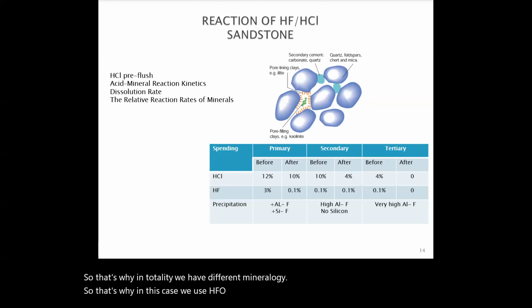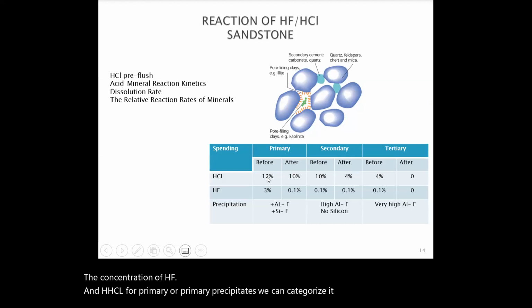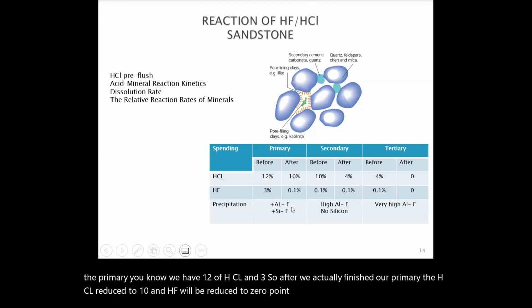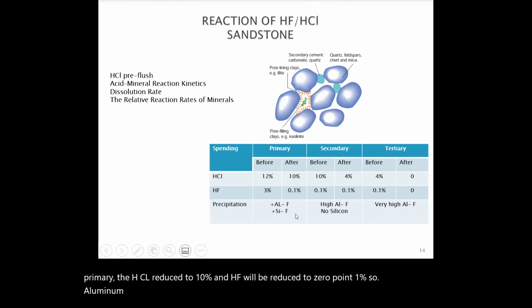Okay, normally the concentration of HF and HCl for primary precipitates, we can categorize into before and after. So for the primary, we have 12% HCl and 3% HF. After we finish our primary, the HCl will reduce to 10% and the HF will be reduced to 0.1%. So aluminum fluoride and also silicates will be some precipitates, the byproducts of this reaction.